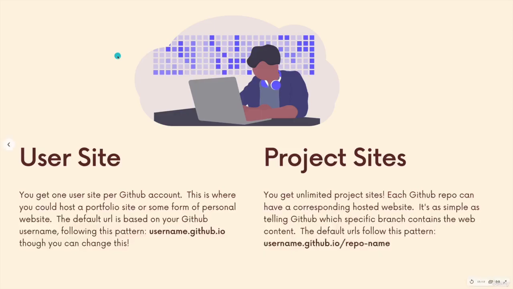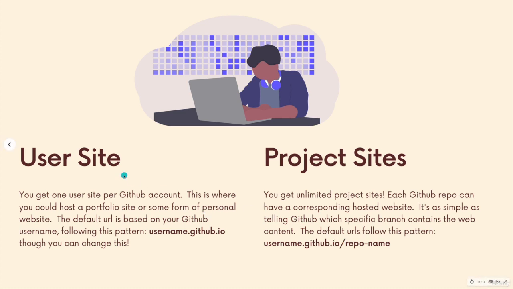So there are two flavors of GitHub Pages. There are user sites and project sites. So I'm going to focus on project sites. For every single GitHub repository you create, you can have a corresponding hosted website. So that is, every single repo you make, every project, you can have your own corresponding website. And the default URLs are going to follow this pattern. Whatever your username is, so I'm Colt, it's my username, colt.github.io/ and then whatever my repo name is, portfolio or 2048 clone or something like that. So that's one per project.